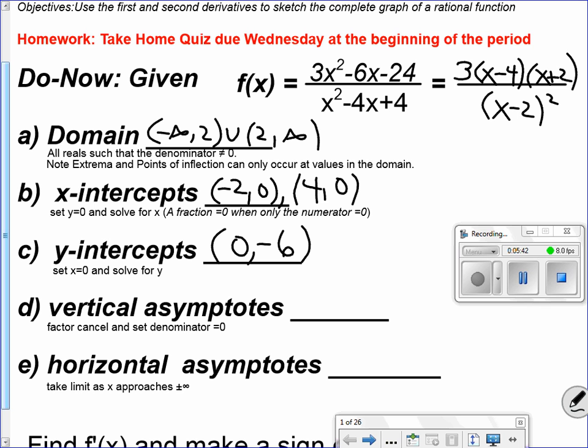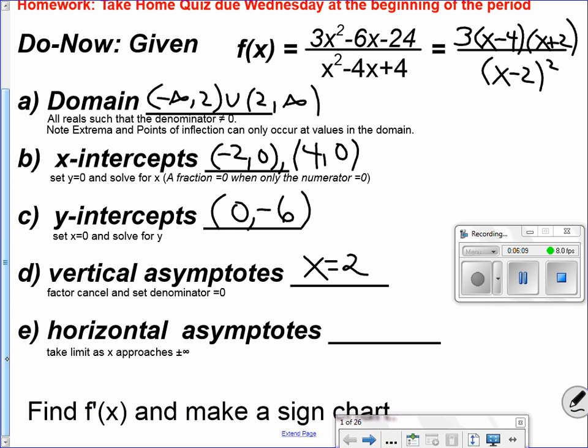Now, vertical asymptotes, if you recall, occur at any value of x that makes just the denominator 0. So are there any values of x where the denominator is 0 and the numerator is not 0? 2, right? So x equals 2 is a vertical asymptote. So we're going to write our intercepts as points, and our asymptotes we write as lines. We have to write x equals, y equals. Now, horizontal asymptote, I don't know if you remember, you take the limit as x approaches plus or minus infinity. And if you take the limit as x approaches plus or minus infinity, do you remember those cases?